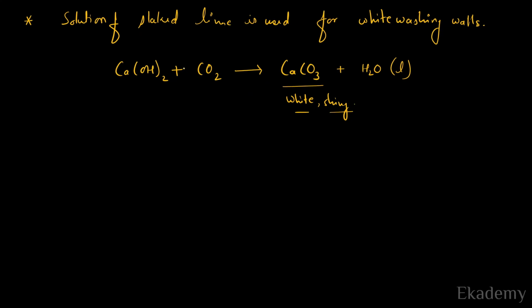However, this reaction takes 2 or 3 days to complete, and hence if slaked lime solution is used on a wall, then the proper white color of the wall appears after 2-3 days.